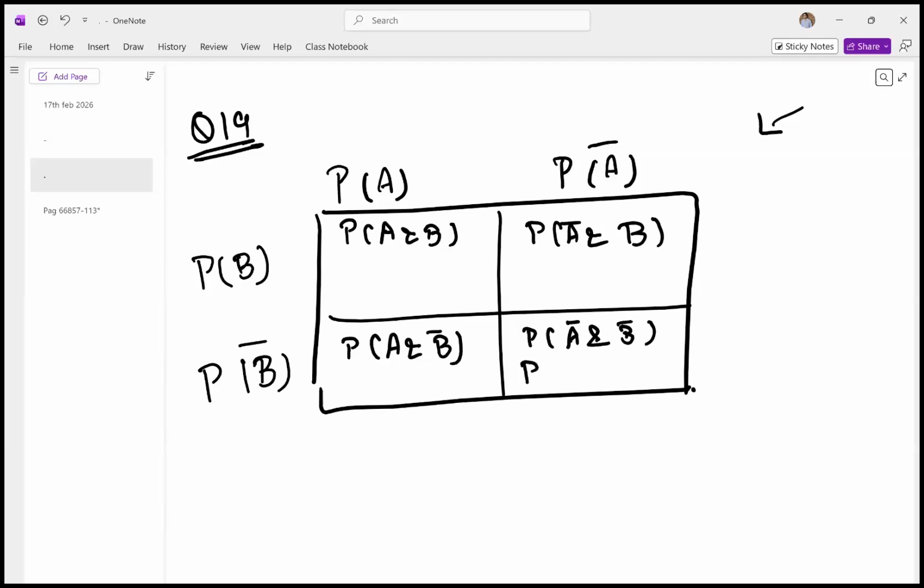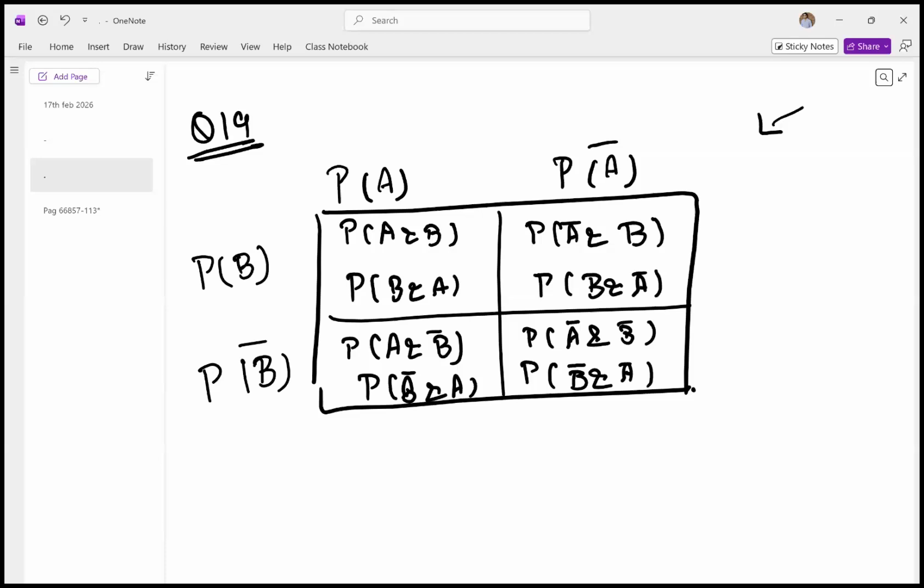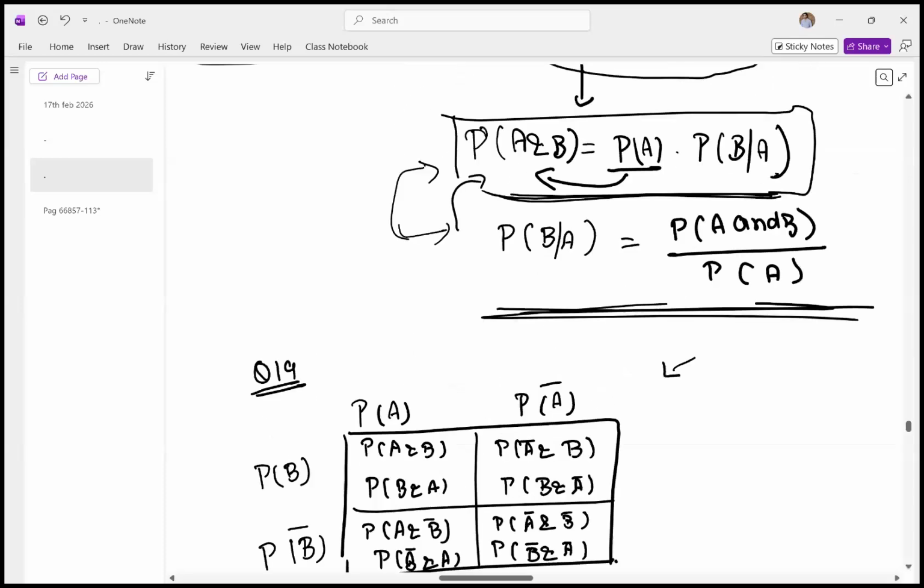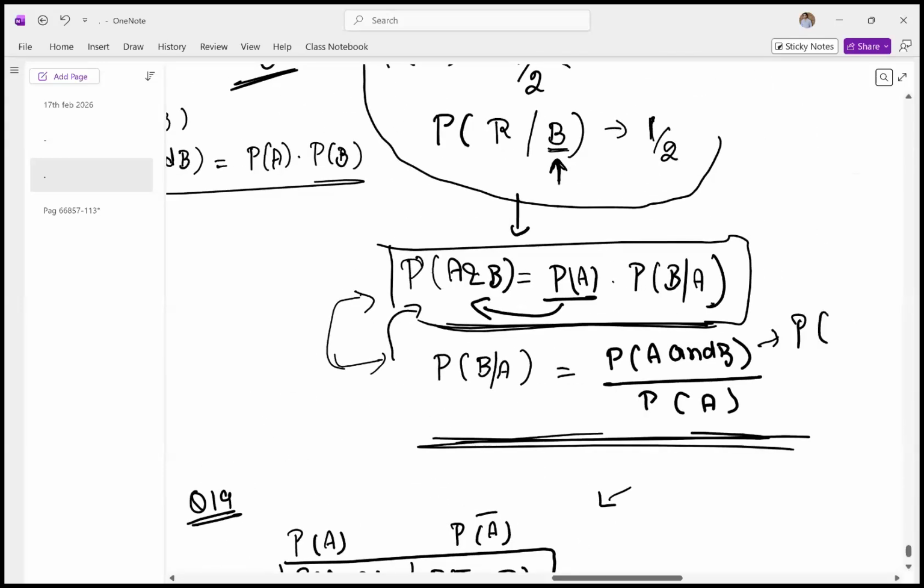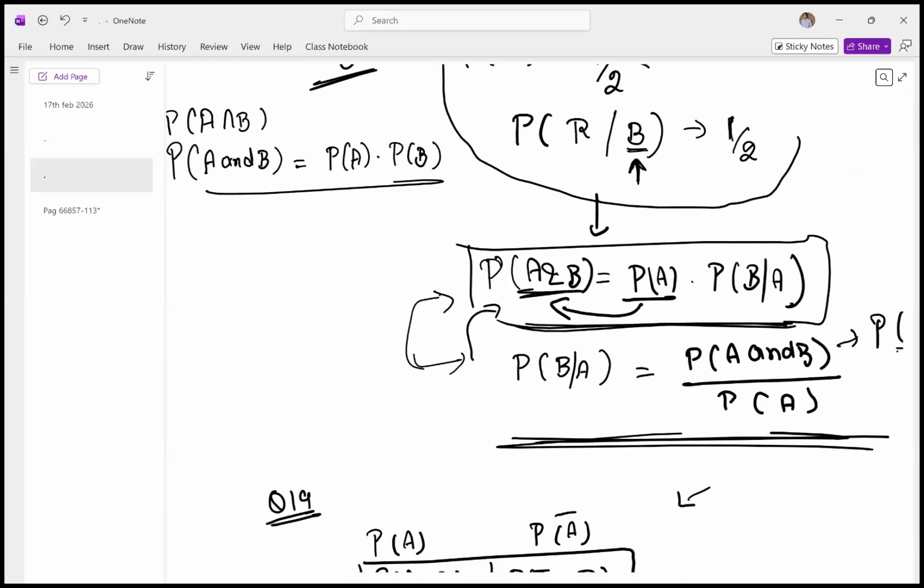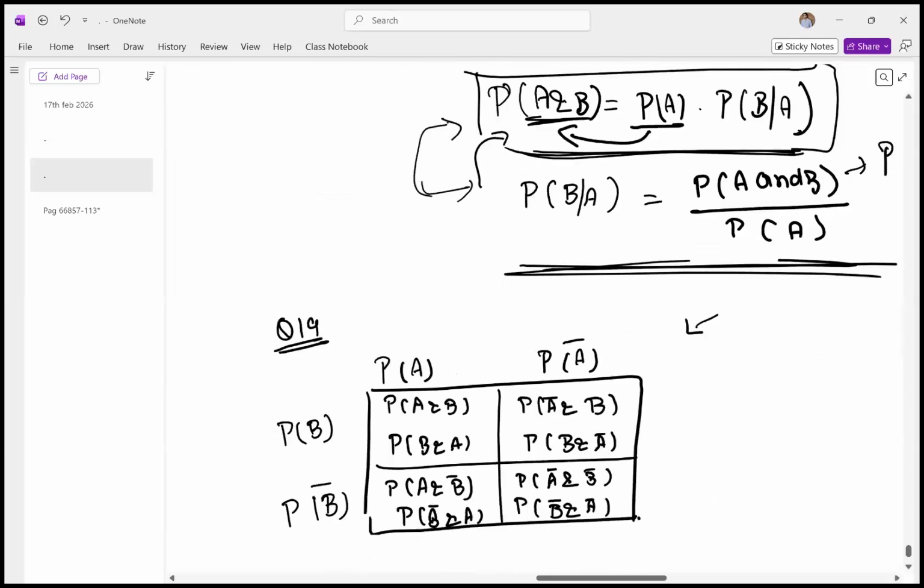You can interchange B bar and A bar. That's not going to make any difference. B bar and A also. Here you can write it as B and A, probability of B and A bar also. Same thing you can do to what we've said previously here. You can write this one as P, B and A also. So it's not going to make any difference in both cases.